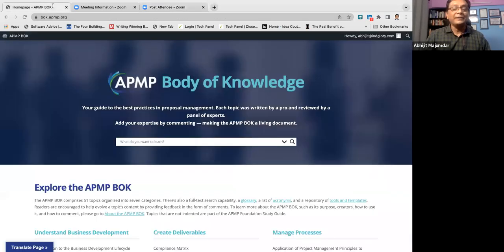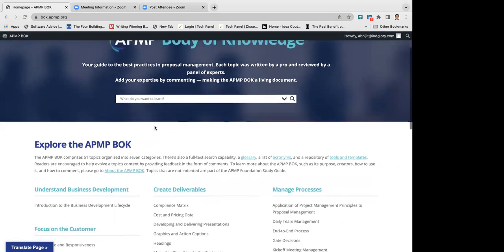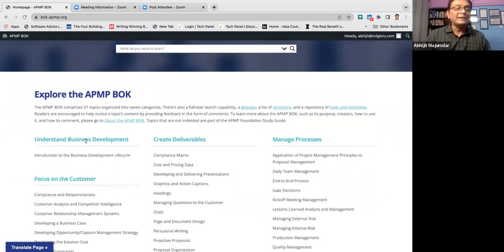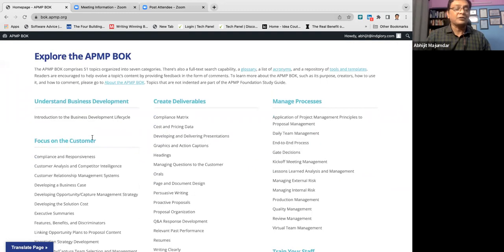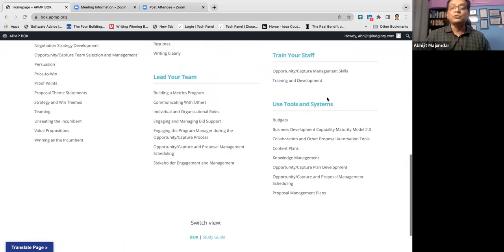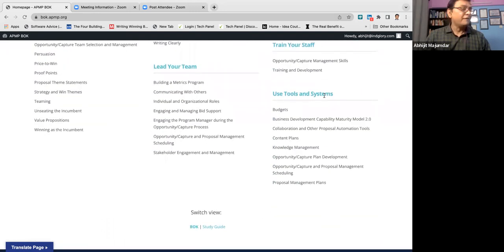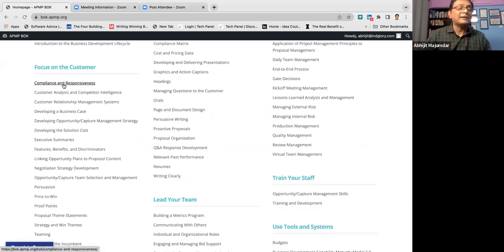Can you see my screen? Can everybody see my screen? Yes. So this is the online APMP body of knowledge. These are the knowledge areas: understand business development, focus on the customer, create deliverable, manage processes, use tools and systems. These are the 5 knowledge areas. In each of these knowledge areas, these are the topics. You can see the topics.